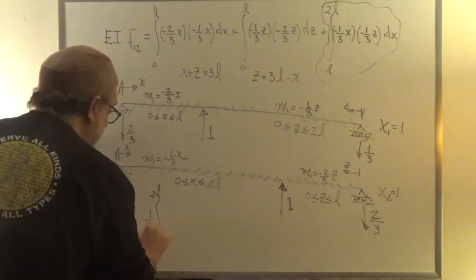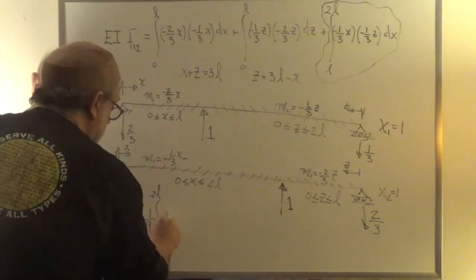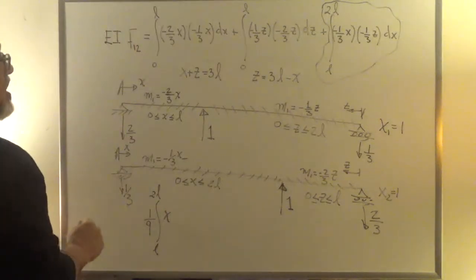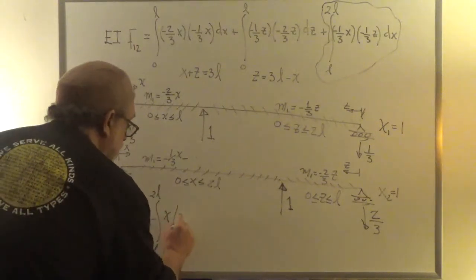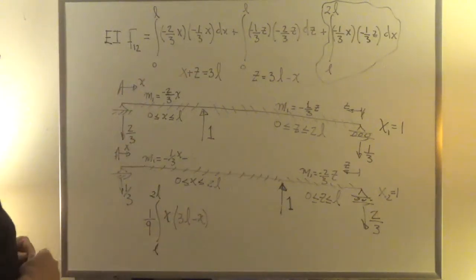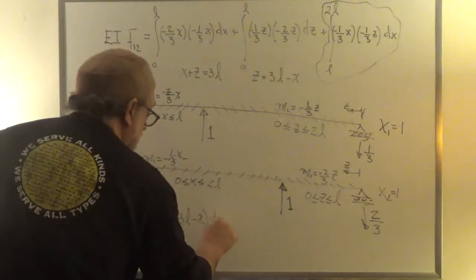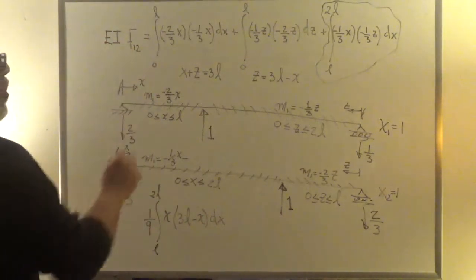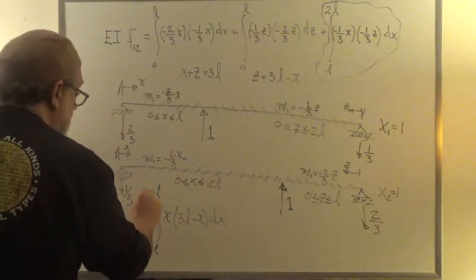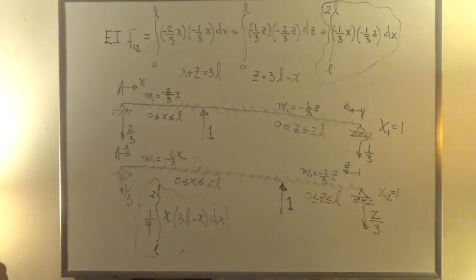So 1/9, I can take it outside the integral right away. And then we have x, right? And we said that instead of z, we will put 3L minus x, right? 3L minus x, and then dx. And so that thing right there, it's this, right? All right?